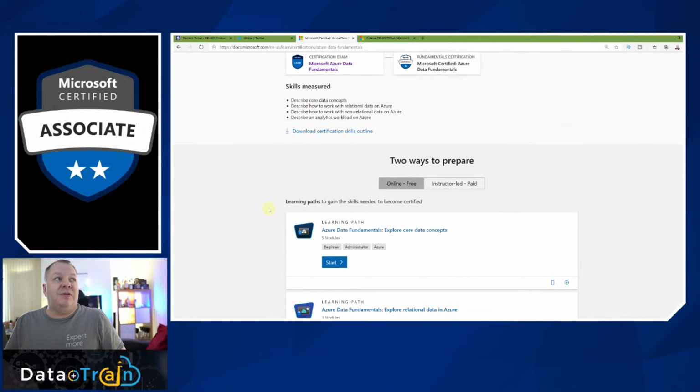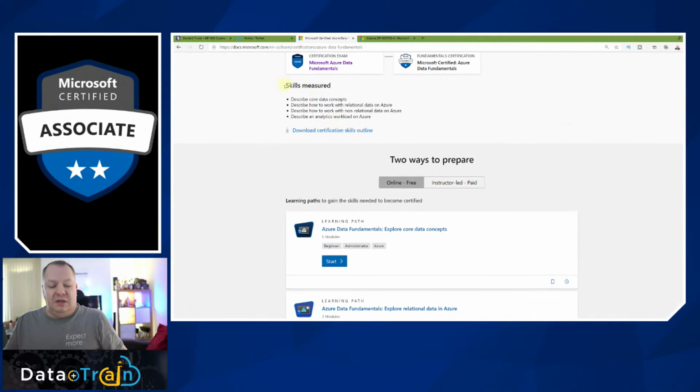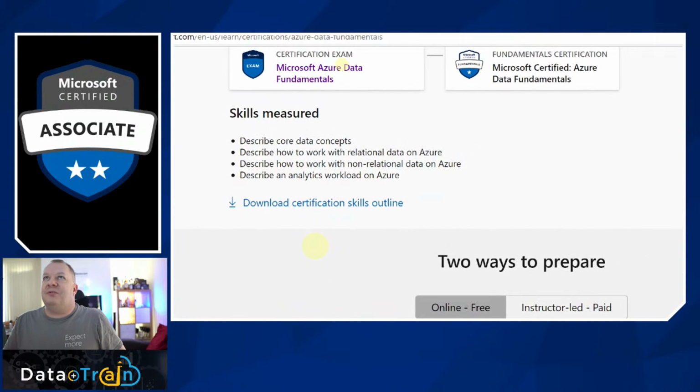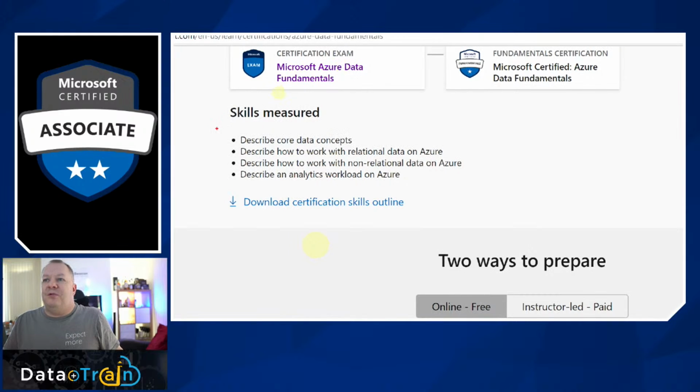So we're going to look at what's in this certification. We'll go down and have a look at the skills being measured. I'll zoom in a little bit so you can see that better. We have four core sections that you're going to be measured on for the certification: describe core data concepts, how to work with relational databases, how to work with non-relational databases like Cosmos DB, and how to look at analytic workloads. That could be something like Power BI or Synapse Analytics. So we're going to have a great day teaching those fundamentals.